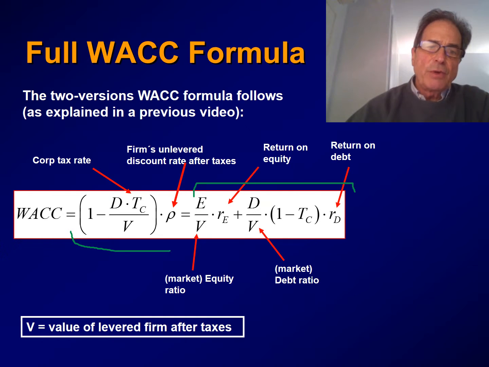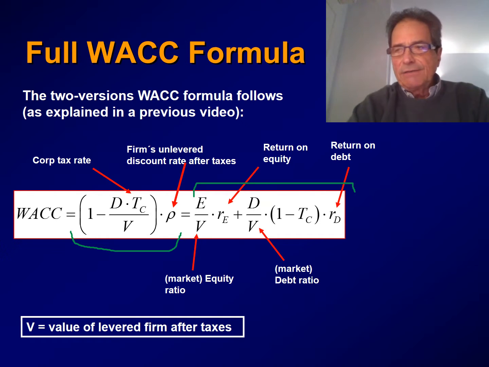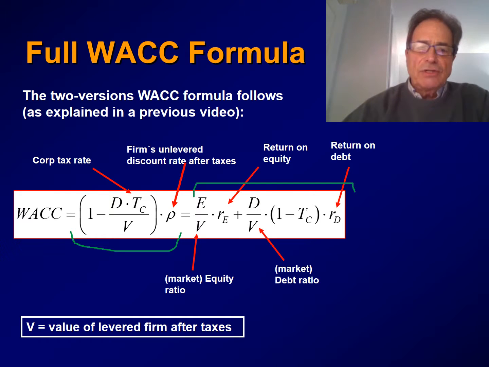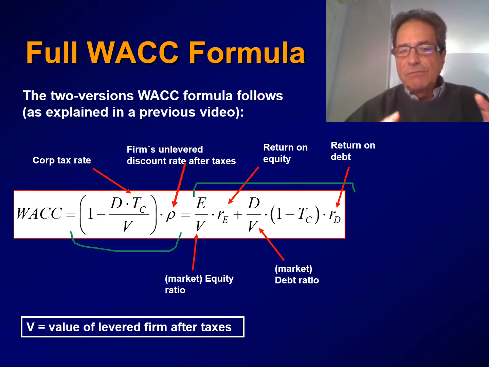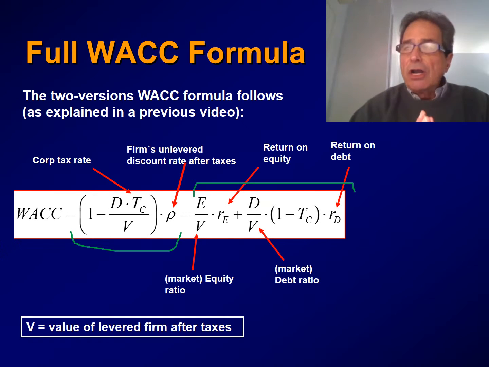The other version that we explained in a previous occasion is this one on the left side. WACC is determined as 1 minus D over V multiplied by TC, and all of this is multiplied by rho, where rho is the unlevered discount rate of the firm, meaning the discount rate that we would apply to the projected free cash flows, assuming that the company does not have any debt.